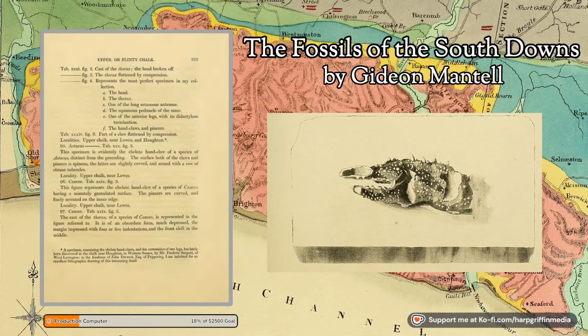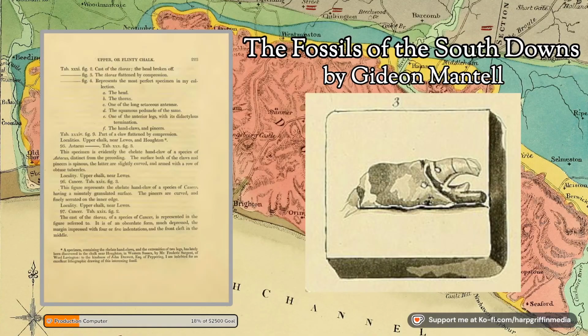95. Asticus, species unknown. Tablet 30, figure 3. This specimen is evidently the chelate hand claw of a species of Asticus, distinct from the preceding. The surface both of the claws and pincers is spinous, the latter are slightly curved, and armed with a row of obtuse tubercles. Locality: Upper Chalk, near Lewes. 96. Cancer. Tablet 29, figure 3. This figure represents the chelate hand claw of a species of cancer, having a minutely granulated surface. The pincers are curved and finely serrated on the inner edge. Locality: Upper Chalk, near Lewes.